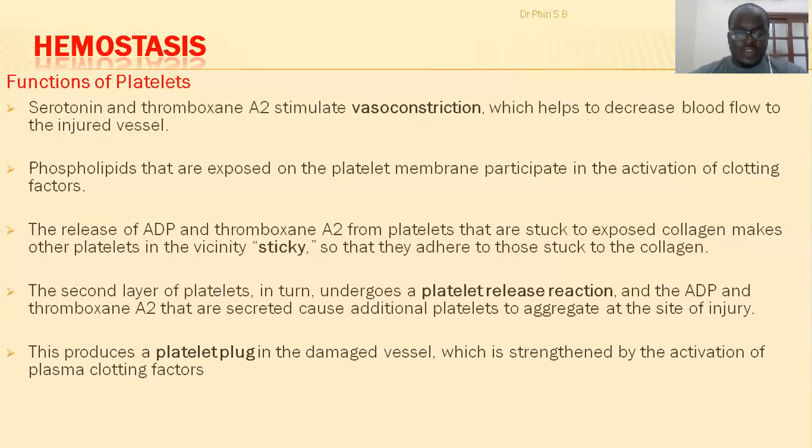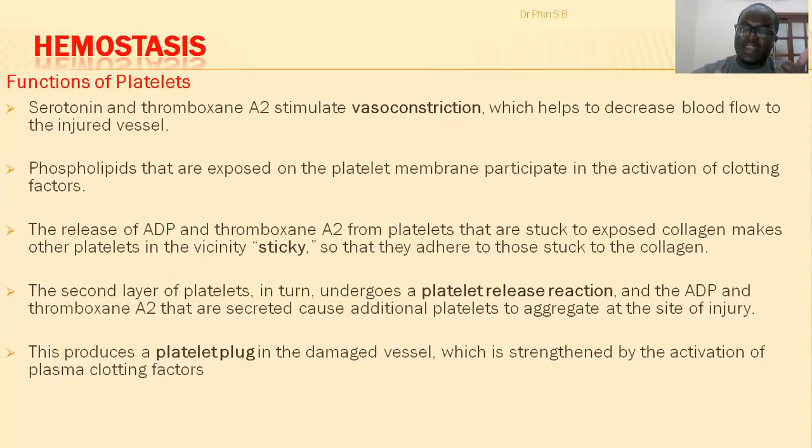Now the clotting factors that will be activated. Like I said, once you have the formation of the platelet plug, there will also be activation of the plasma clotting factors. Among these plasma clotting factors, you have 12 major ones. But according to numbering, you have number one up to number 13. But there is one factor that is missing, factor six. Why? It's because later on it was discovered that factor five, after activation, was identical to factor six.